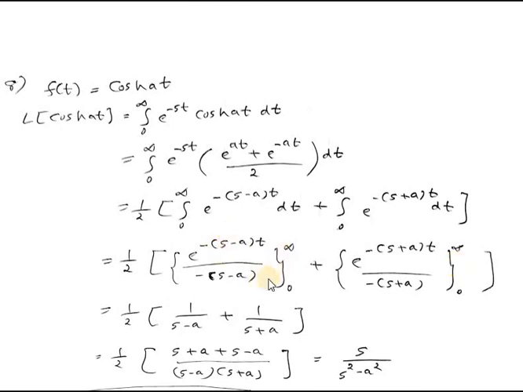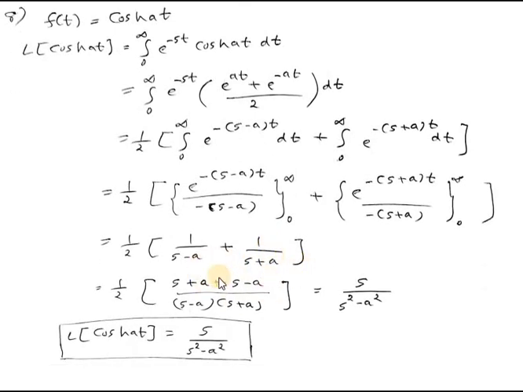So if we simplify this, then we will get 1 divided by s minus a, and if we simplify this, we will get 1 divided by s plus a. Again taking LCM, we will get (s plus a plus s minus a) divided by (s minus a) into (s plus a). Here a cancels out, and s plus s is 2s, and 2 also cancels out. So the final answer will be s divided by s square minus a square. Therefore, Laplace transform of cos hyperbolic at is given by s divided by s square minus a square.